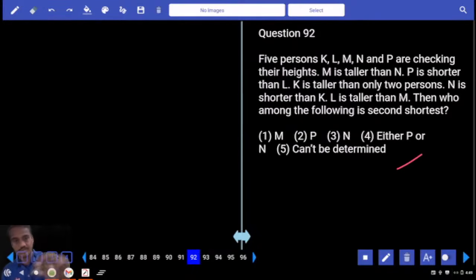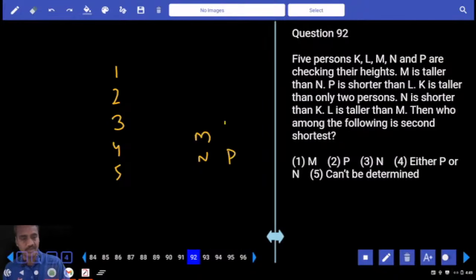Then 92, and 5 persons were there. Now who are those 5? K, L, M, N and P are the 5 persons we have. And M is shorter than N. And P is shorter than L. And K is taller than only 2 people. Where is this K? K is taller than only 2 people. And N is shorter than K.